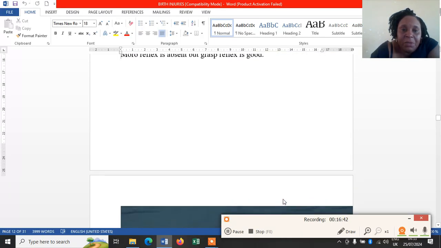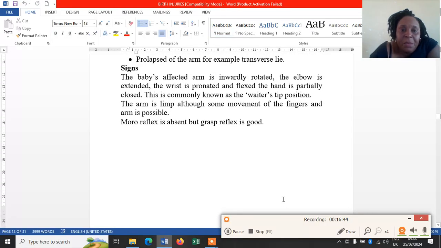So how does the baby look? The baby's affected arm is inwardly rotated, the elbow is extended, the wrist is pronated and flexed, and the hand is partially closed. This is commonly known as the waiter's tip position. The arm is limp, although some movements of the fingers and arm are possible, and the Moro reflex is absent, but the grasp reflex is good. Let us try to look at this baby.